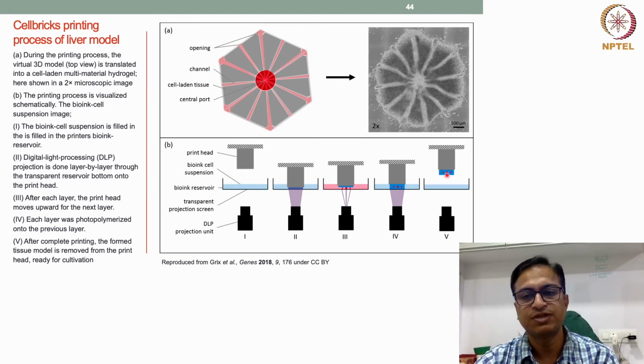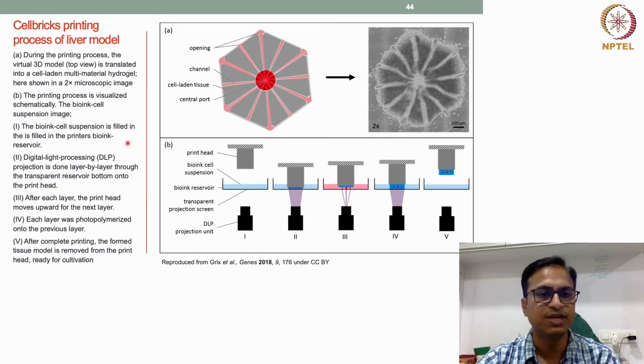A certain time of further curing is required. Also, washing is required to remove the uncured material, because uncured material can be toxic. So the uncured material is removed, and then the cured or photopolymerized structure, based upon your design, is ready for further use. So that's what we have explained.